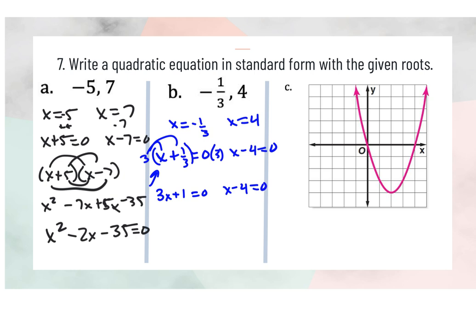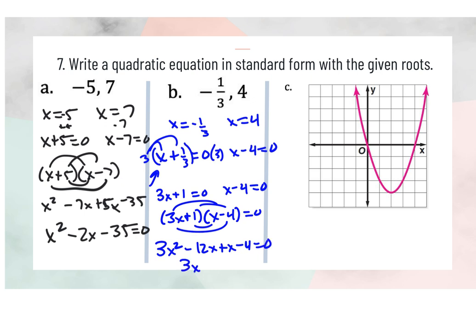So now, since they're both equal to 0, I'm going to multiply those, and then I'm going to multiply everything back. So 3x squared minus 12x plus x minus 4 equals 0. So 3x squared minus 11x minus 4 equals 0.